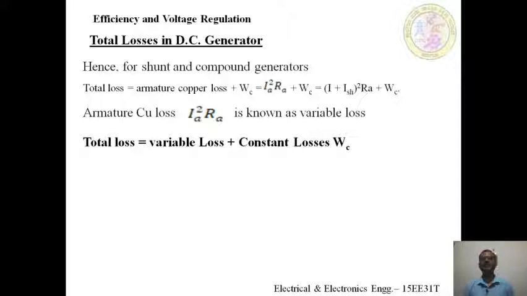Armature copper loss is given by Ia square Ra, plus Wc. Ia is armature current, that is I plus Ish, whole square Ra plus Wc. Armature copper losses are the variable losses. So hence the total loss in the DC generator is the sum of variable loss plus constant losses. Like this we can calculate the total losses in the DC generator.